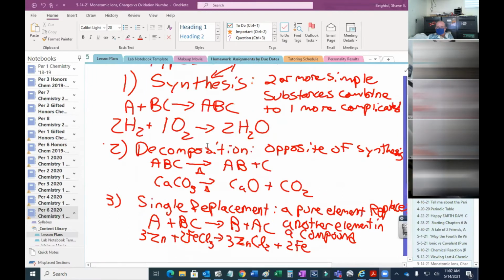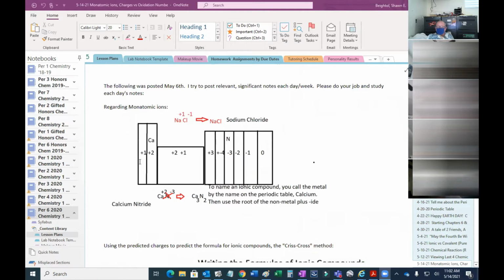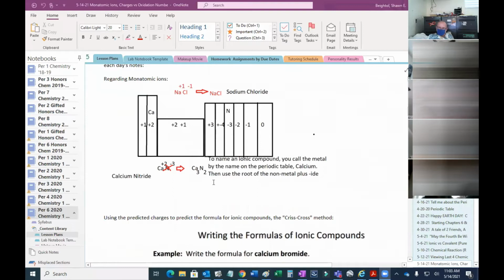Underneath the reactions. Those are the reactions. This information was posted May 6th, but I also went over this when we talked about the periodic table and periodic trends. In fact, 3 or 4 of you actually presented the charges, the trends in charges. So that goes back more than 3 weeks or whatever. Using those charges to predict the formula of ionic compounds, that's somewhat new. It was in your notes May 6th.